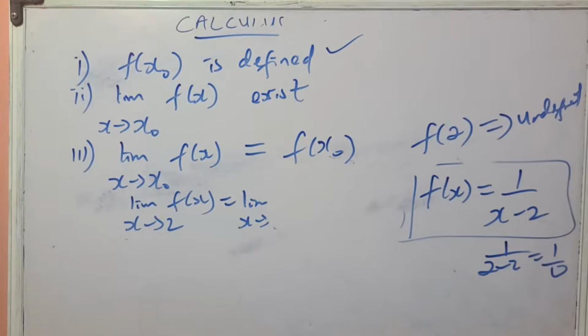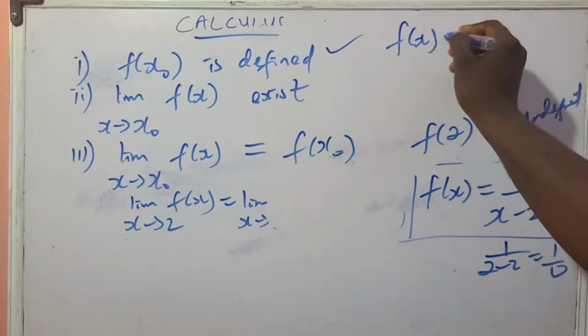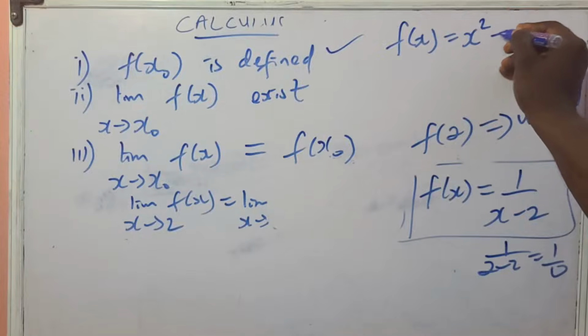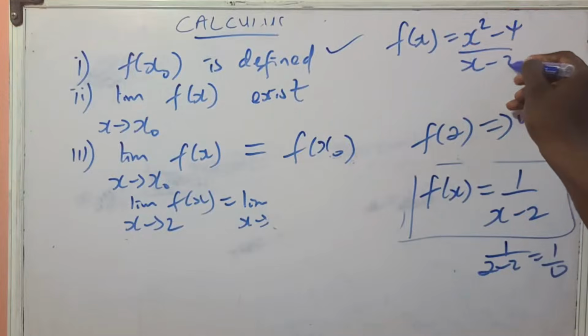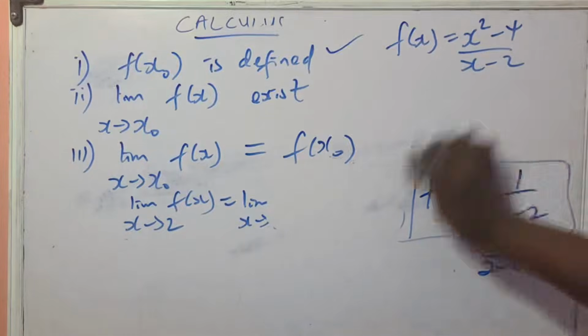Now let's look at another one. Look at this one, and let me see what your answer to this will be. Let's say I have this function: x squared minus 4 over x minus 2. Is this function continuous, or can you identify any point of discontinuity? I'm sure, and I believe everybody should be able to flow with this class.